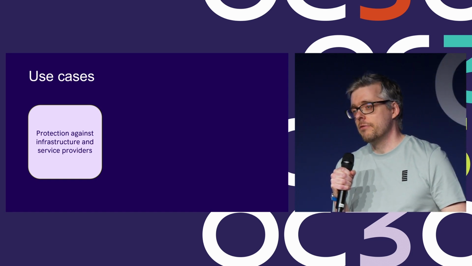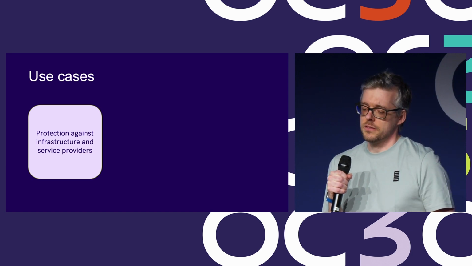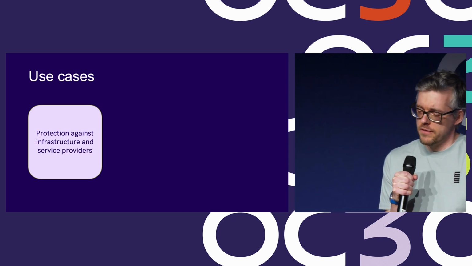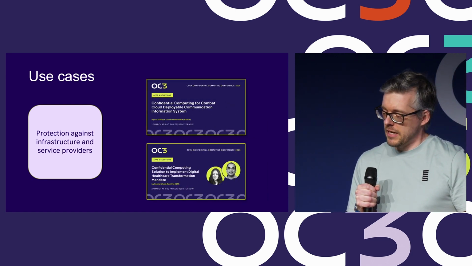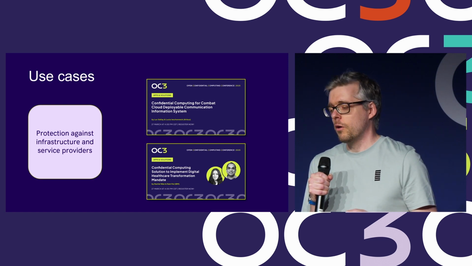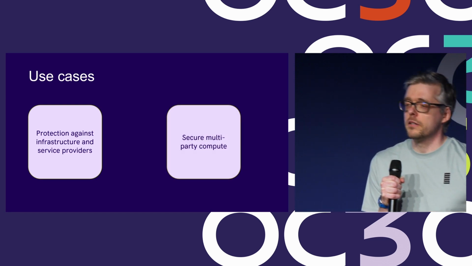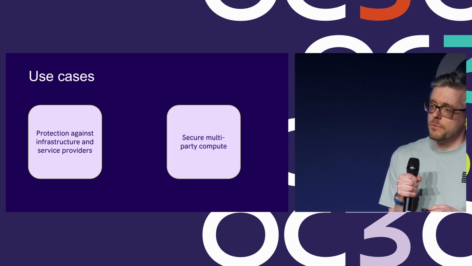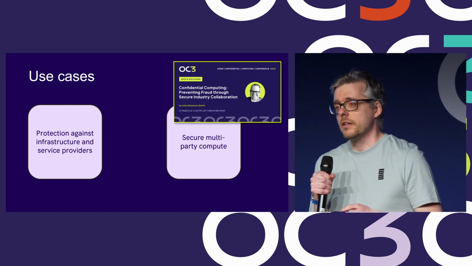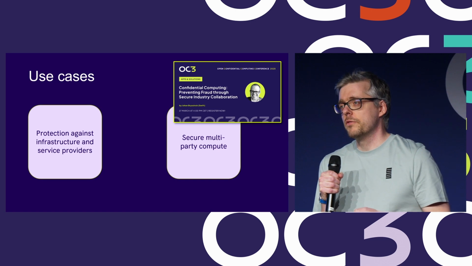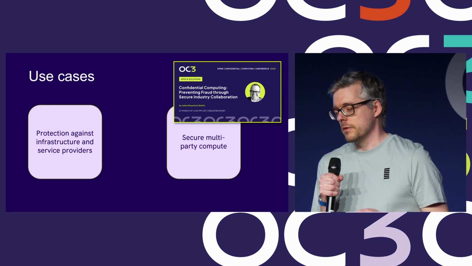Now that we have the foundations out of the way, here come the use cases. There are 2 classes of use cases. The first one is protection against infrastructure providers. That's pretty straightforward. And we have 2 talks on use cases in this area. The second use case class is secure multi-party compute. And this is a rather straightforward concept, very interesting, though. And there's a talk from the Swift payment system about multi-party fraud detection using confidential computing.